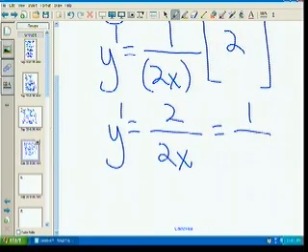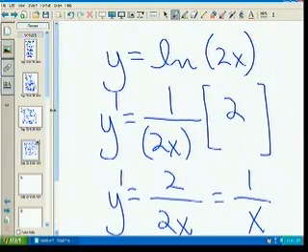Now, why is the derivative of the natural log of 2x exactly the same as the derivative of natural log of x? That seems a little bizarre. Because the chain rule cancels it out. Okay? But let's go back to the original problem. The original problem is natural log of 2x. Let's rewrite that.